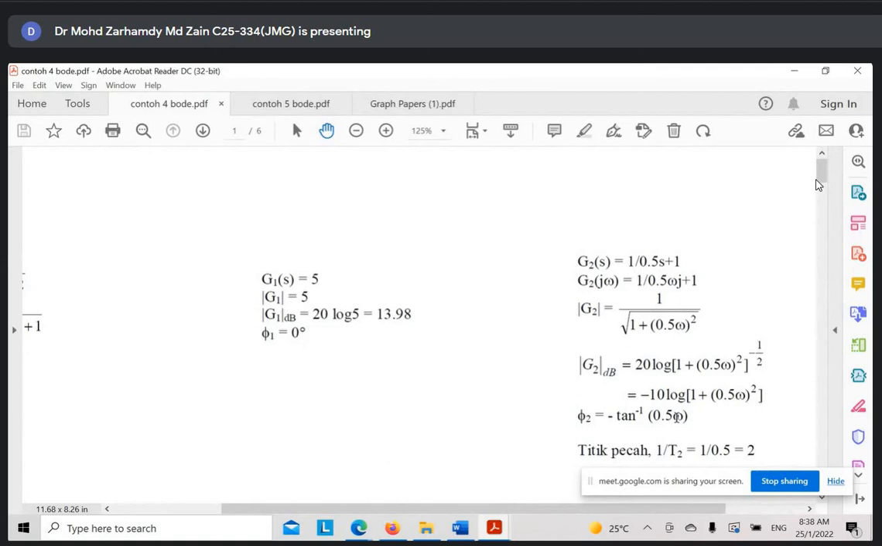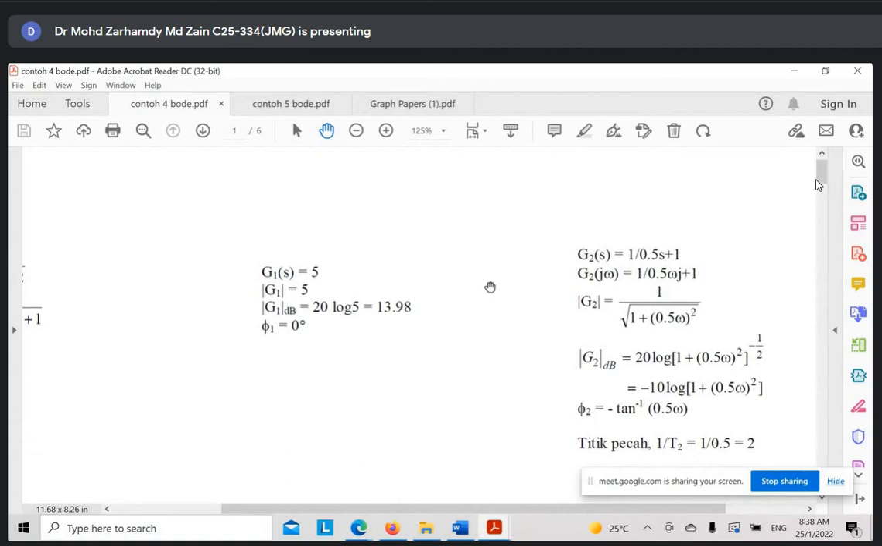Okay, so now we know that our breakpoint or our crossing point in this case is 1 over T. So our T is 0.5, which means that our breakpoint ataupun crossing point we have 2. Alright, so selesai. So finish this. So you will get 1 mark. You will get 1 mark.